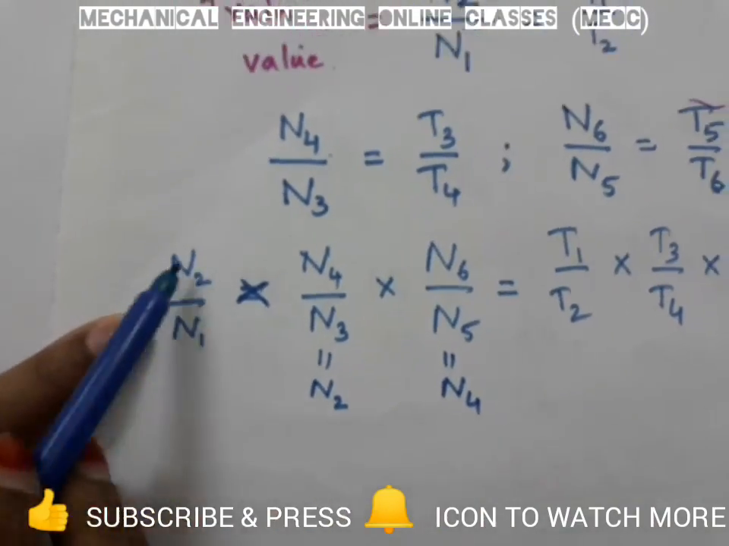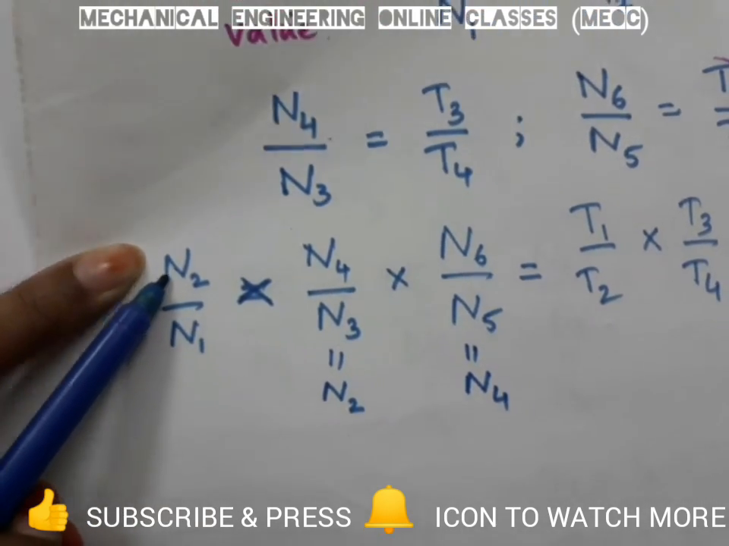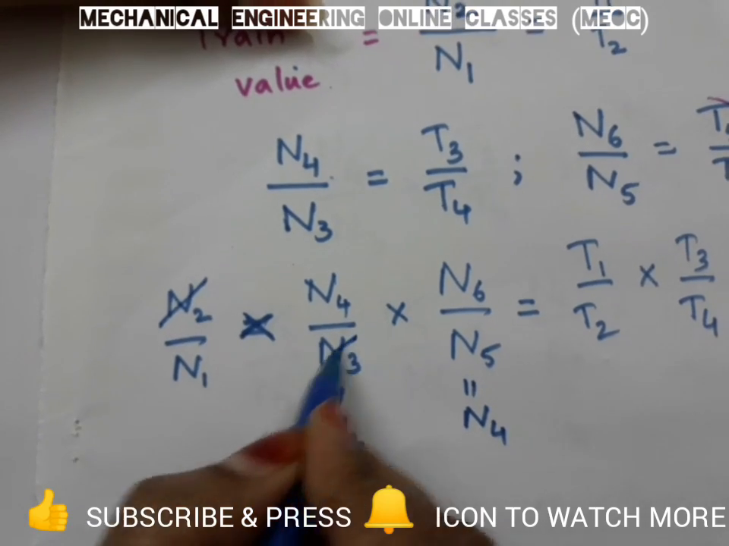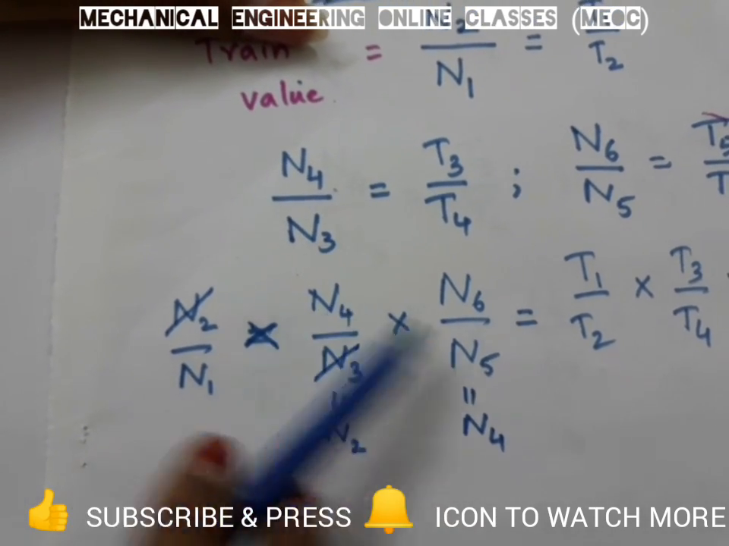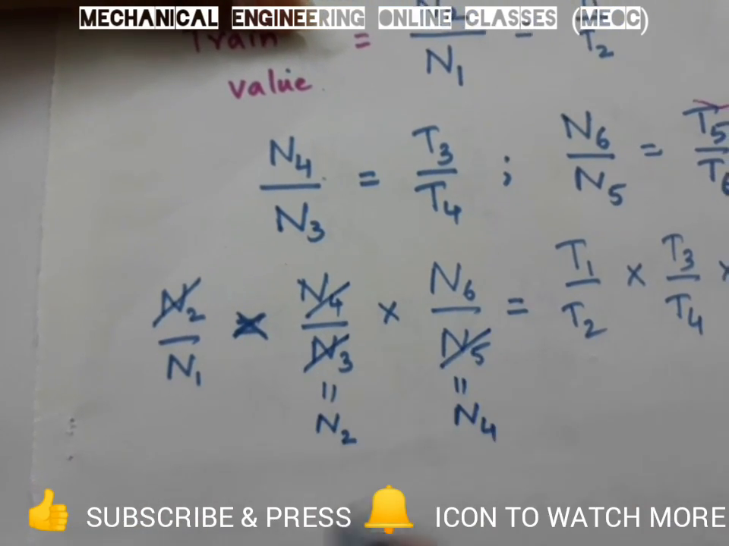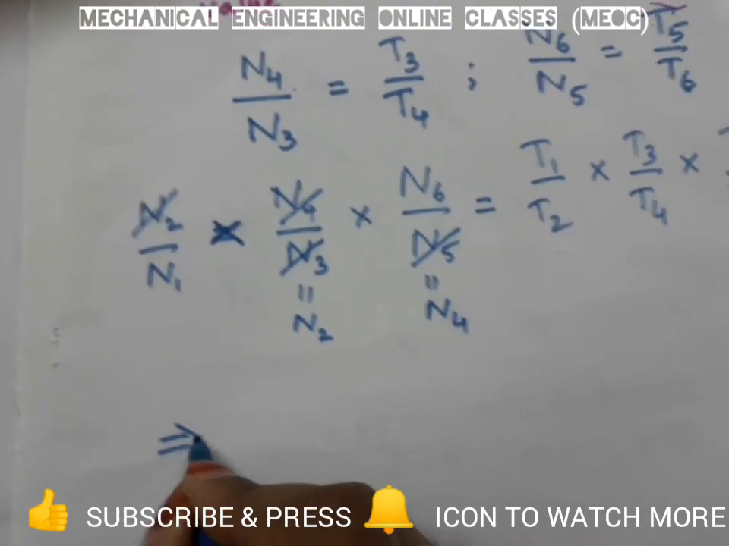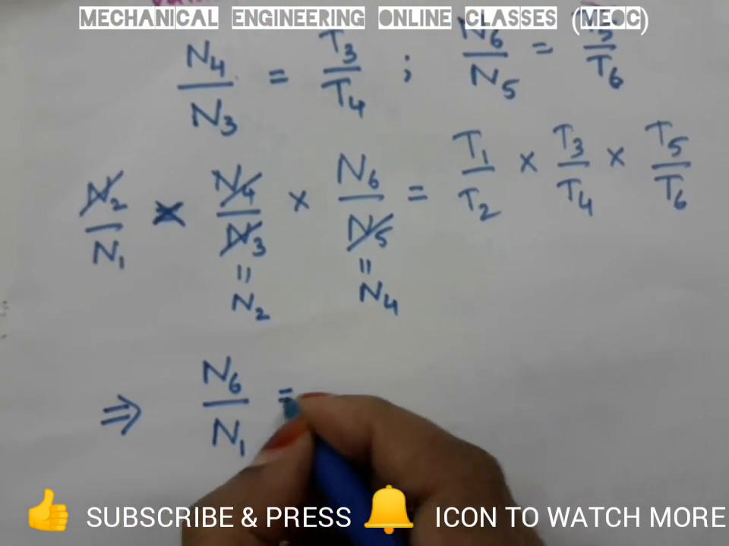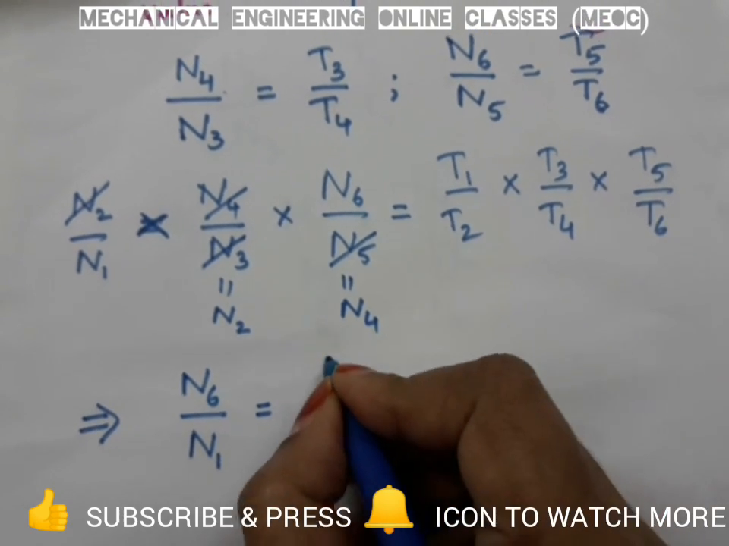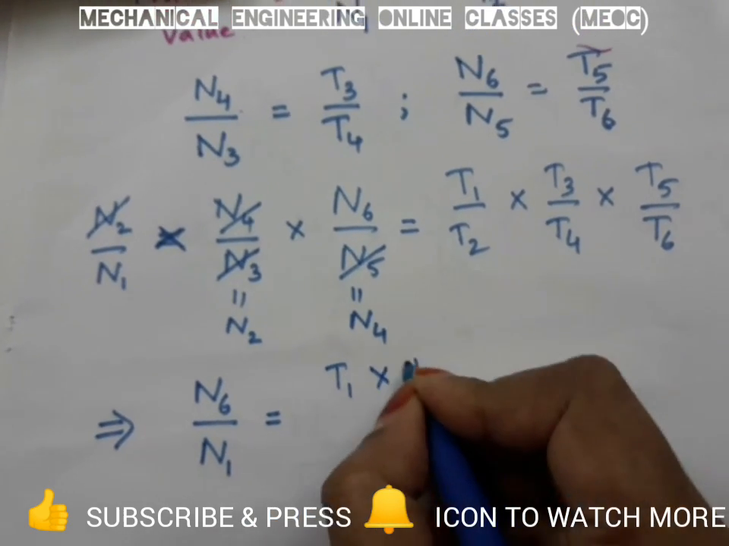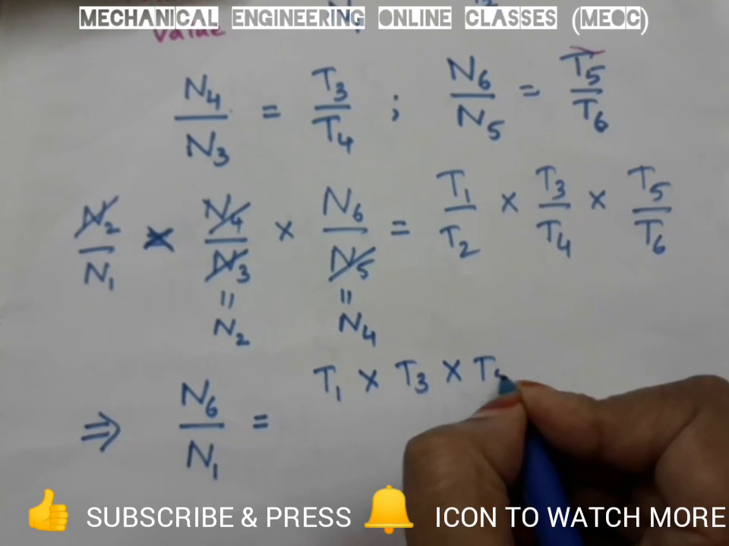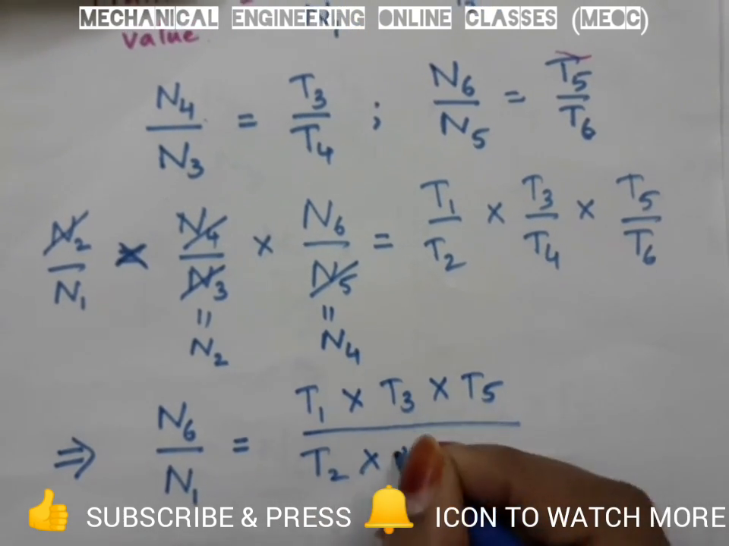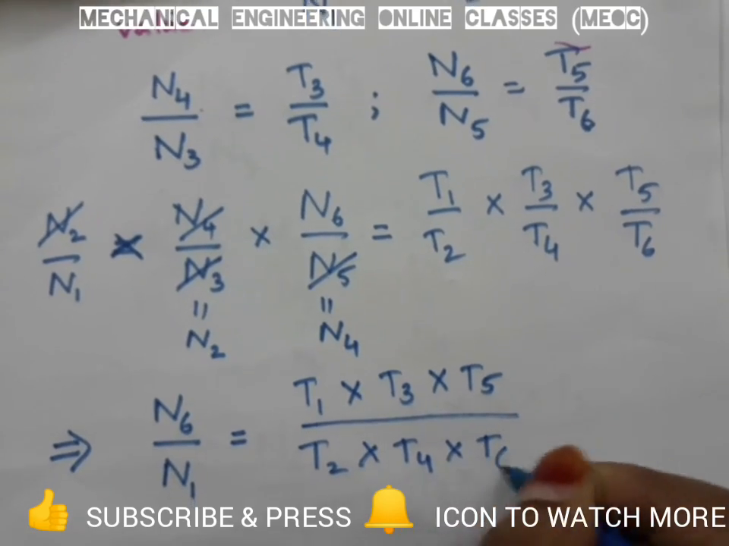Now I can cancel out the numerator and denominator. Here I have N2 and here I have N3, which is nothing but N2, so I will cancel these two. Again I will cancel out N4 and N5. So finally I will be left with N6 by N1, which is equal to T1 into T3 into T5 divided by T2 into T4 into T6.